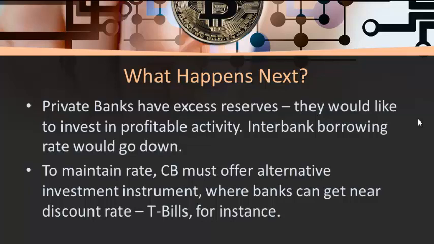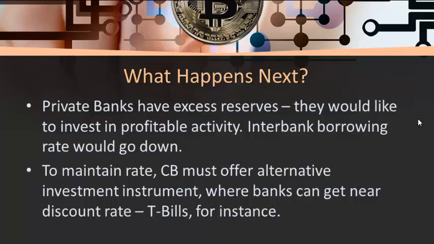So if there are loan opportunities, they will use them. But if they try to lend to each other in the interbank market, because they have excess reserves and are not required to keep that many reserves, then that will drive the interest rate down. So what happens next is that as the interest rate starts going down, the central bank sells T-bills to the private banks so that the rate remains at the policy rate.